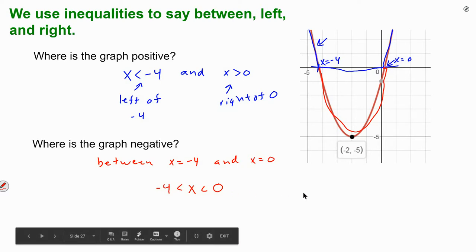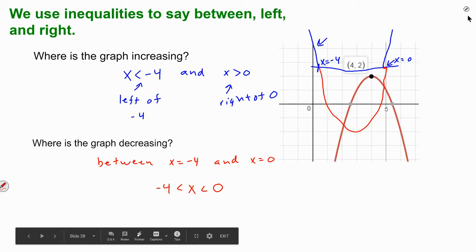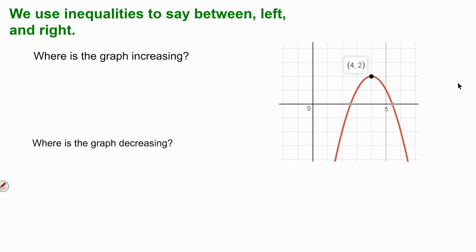Let's do one more. So let's try this one. So I have a different graph. This time we're going to look at when it's increasing or decreasing. So I want you to give this a shot. Go ahead and pause the video and see what you do.